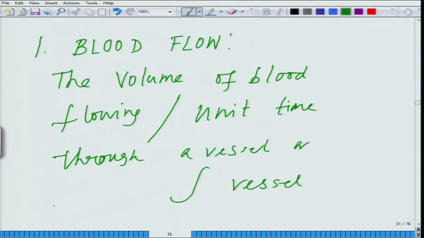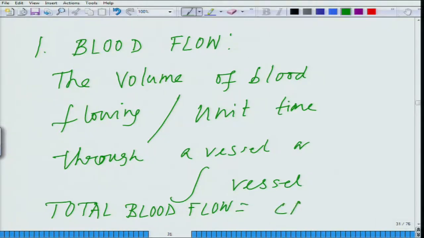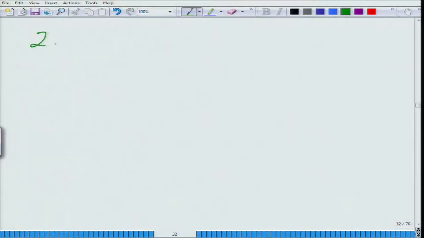Okay? And total blood flow is essentially equal to the cardiac output, and cardiac output we have already done in the previous class. This is the first definition I expect you to know. The second definition is, what is blood pressure?